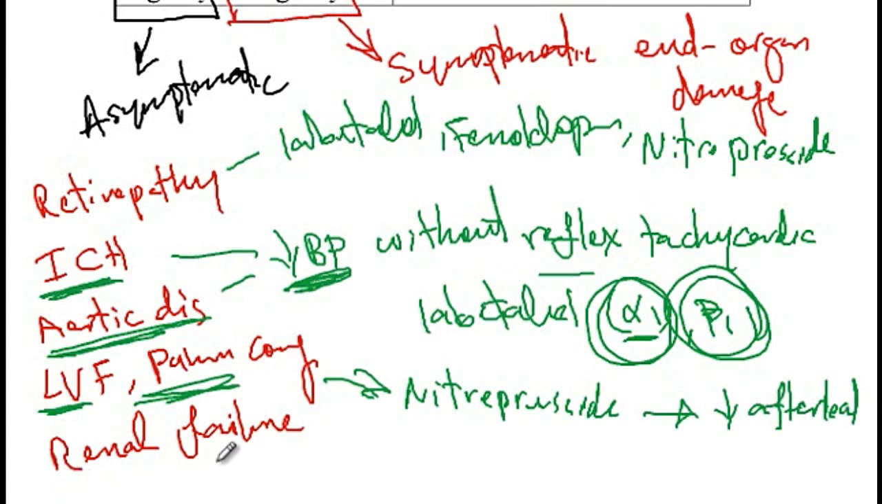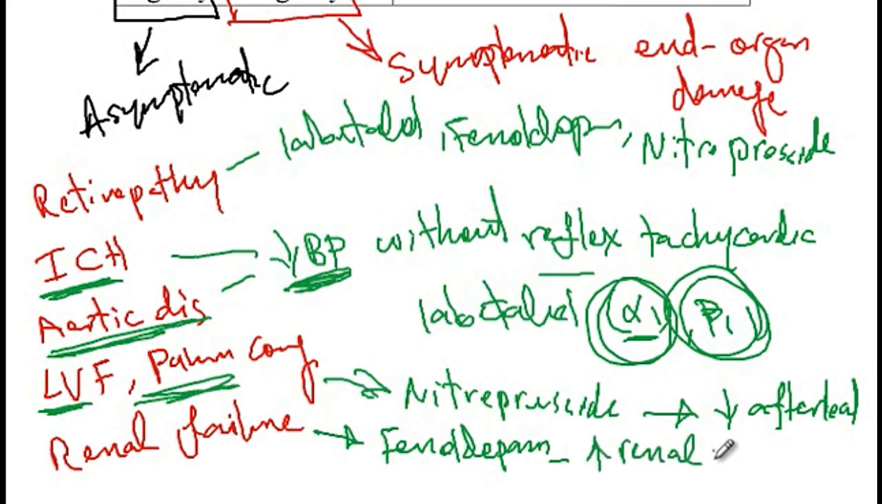And then in patients that develop renal failure, for instance, from malignant nephrosclerosis, and thus there would be a decreased renal perfusion, you can provide them with fenoldopam, which will relax the renal vascular smooth muscles and thus increase renal perfusion.